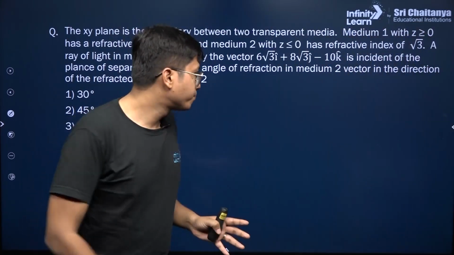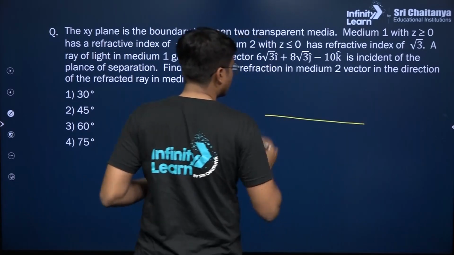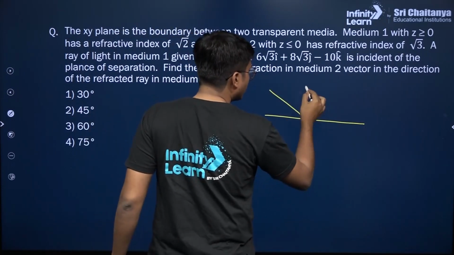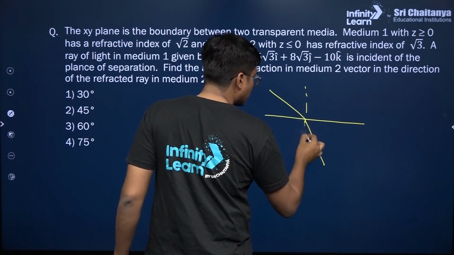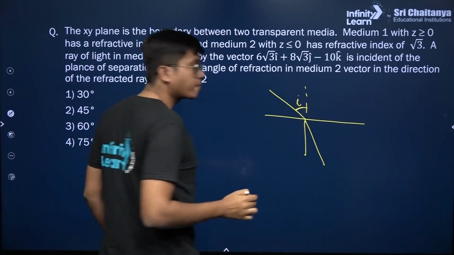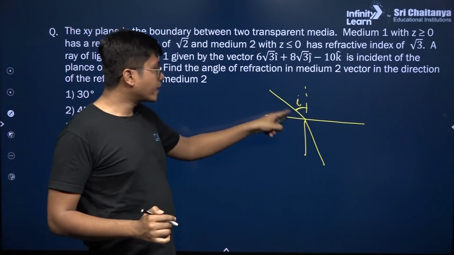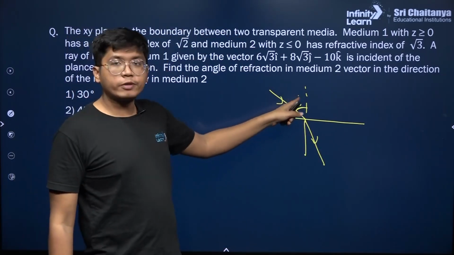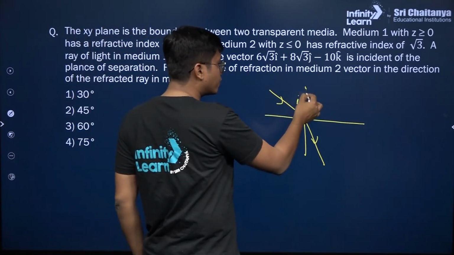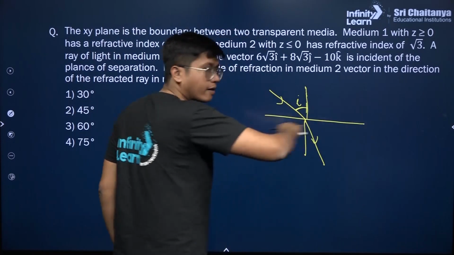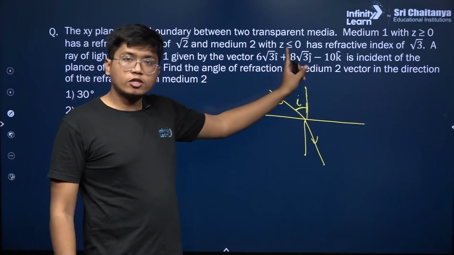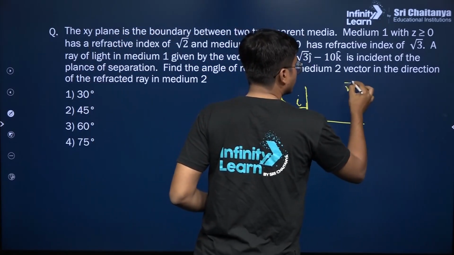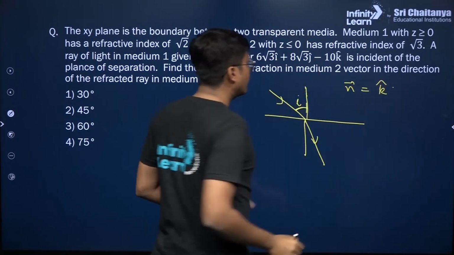So let's draw this out. We have this as the xy plane, which is also the interface, and you have the light ray falling and then it bends. So you want this angle r, right? Now how do we figure that out? We have been given the vector of the incident ray. But in order to find the angle between the incident ray and the normal, we need a vector for the normal. Now we know this is the xy plane, which means the vector for the normal can just be k cap. The normal vector could just be k cap. Now we have two vectors.